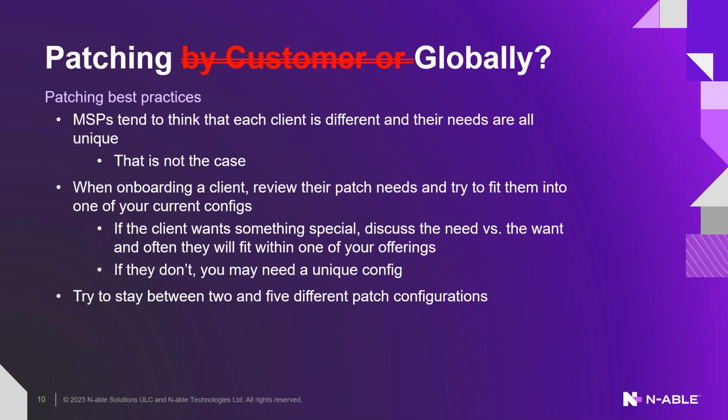When you're onboarding a client, review their patch needs and try to fit them into one of your current configs. We're going to talk about the current configs and how I set them up and what you may want to look for in the future. If the client wants something special, discuss the need versus the want, and often they will fit within one of your offerings. I think I started with 2, and by the time I was done after 4 years, at that really big MSP, I think I had about 4 extra, so probably 6 in total.